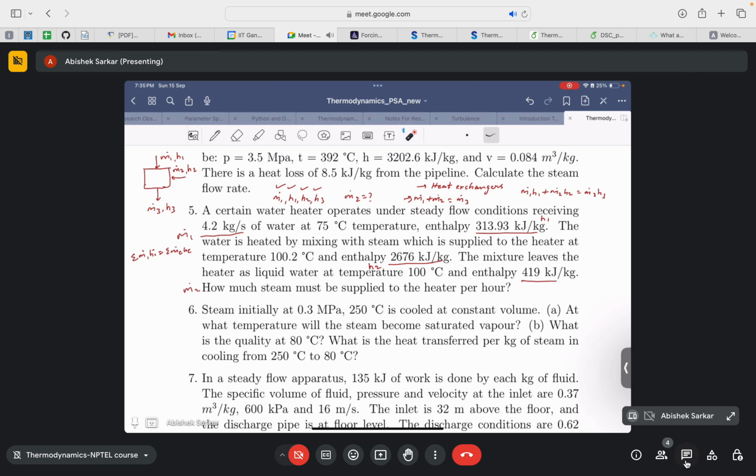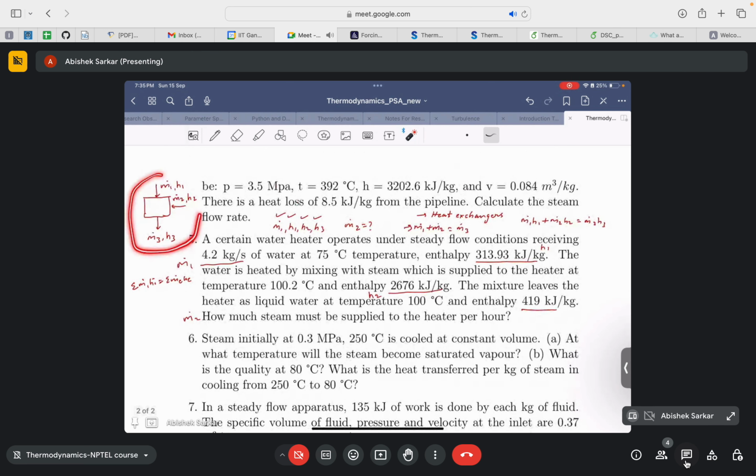So the schematic diagram for the problem is given here. The water enters at a mass flow rate of m1 dot and an enthalpy of h1, and steam is being given into the control volume at a mass flow rate of m2 dot and an enthalpy of h2. So these two streams of steam and water mix with each other, and the outgoing fluid is at a higher enthalpy of h3 and a mass flow rate of m3 dot.